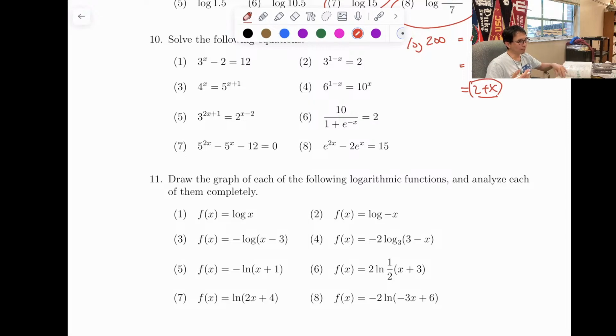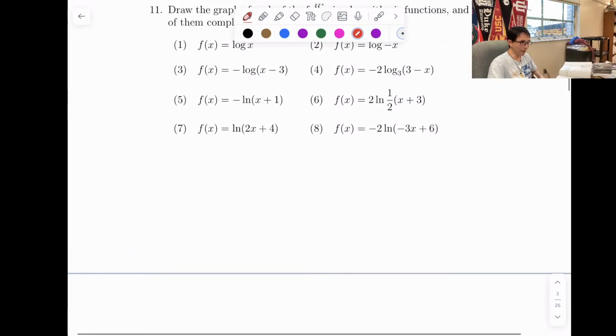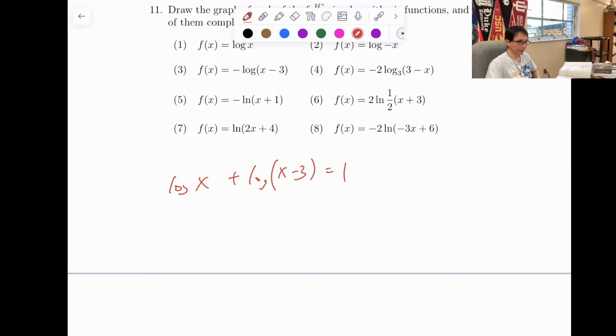So, how do I solve logarithm equations? Logarithm equations are going to look like this. Some questions are a little bit harder than others. Let's just say today I have log of x plus log of x minus 3 is equal to 1. What do you think I should do first? You guys actually know how to do this. How would you do it?